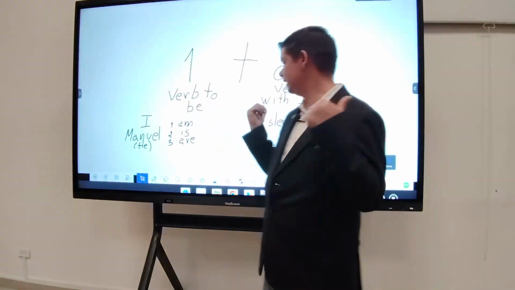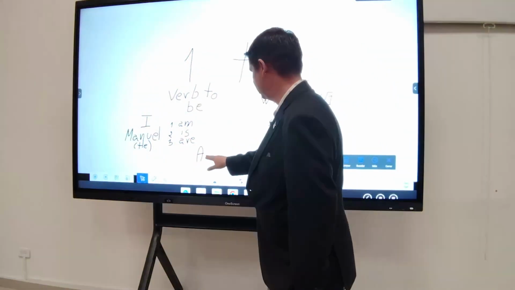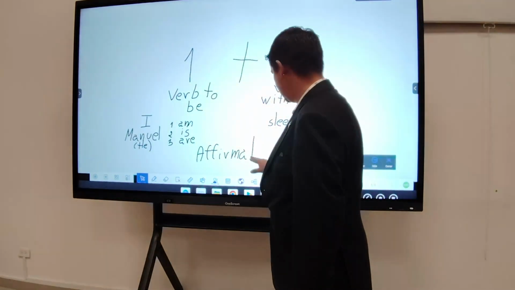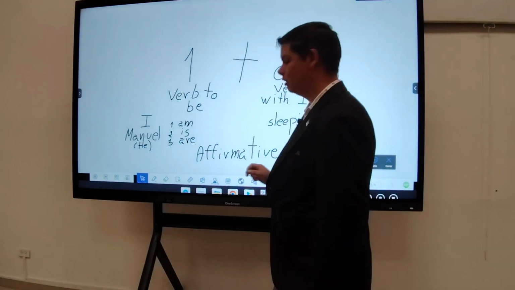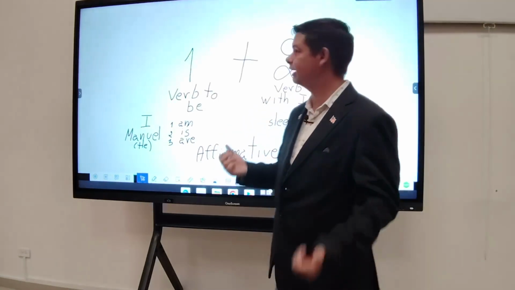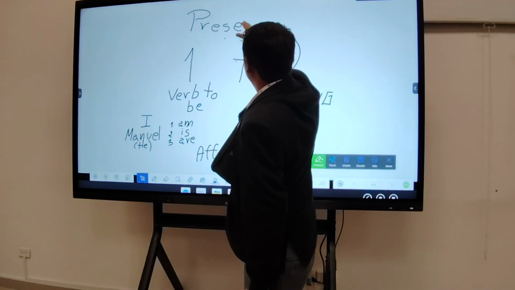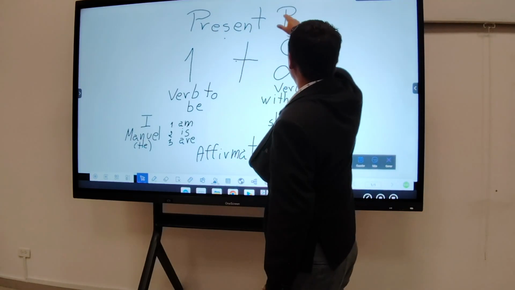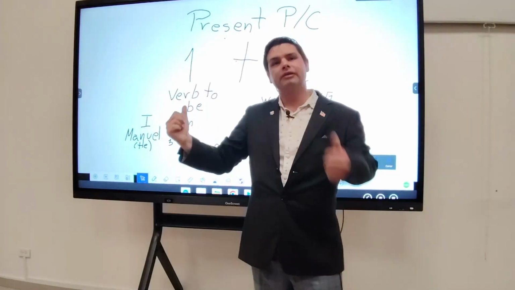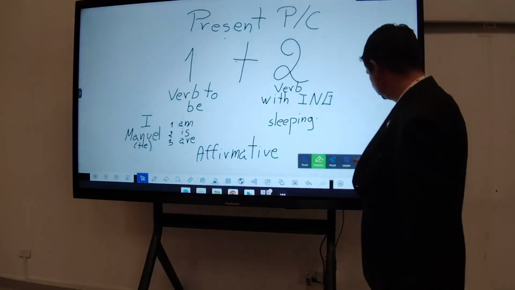Yeah? This is for the affirmative sentences. So let me put here affirmative so you don't miss it out. Affirmative. And in order to be very clear on the tense that we're checking, this is the present progressive, as in P, or C, as in continuous.